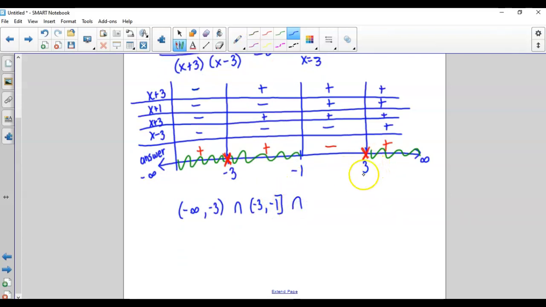And right here, from 3, I cannot include 3 because it's an excluded value, up to infinity, I will have a positive value there. So I can write it this way.